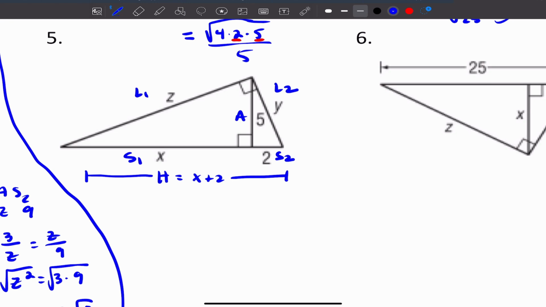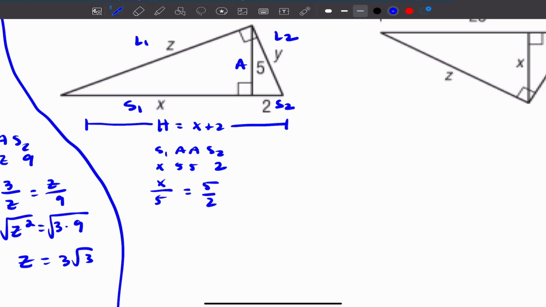So, okay. What's my game plan here? I have something here that looks like a SAS right there. So segment 1, altitude, segment 2. Segment 1 is x, altitude's 5, and then segment 2 is 2. X over 5 equals 5 over 2. Okay. Oh, wait, hold up. Let's see. X, 5, 2. 2x equals 25. So x is, what is x equal to? 25 over 2. Or, well, 25 divided by 2 is 12.5. So x is equal to 12.5.